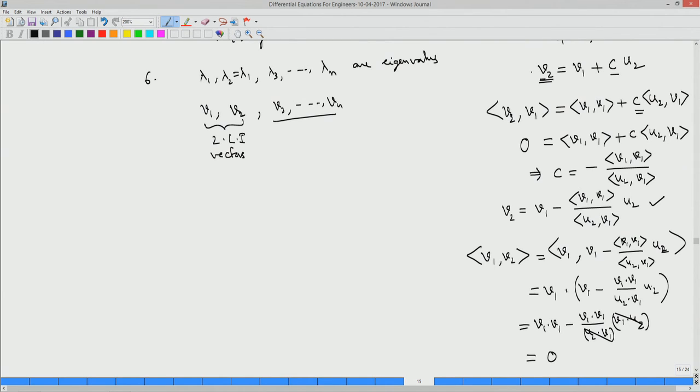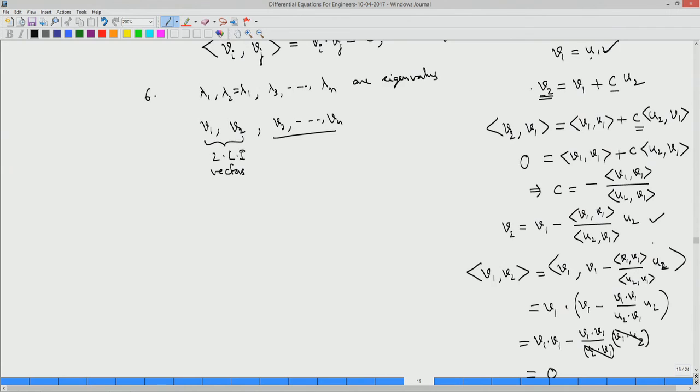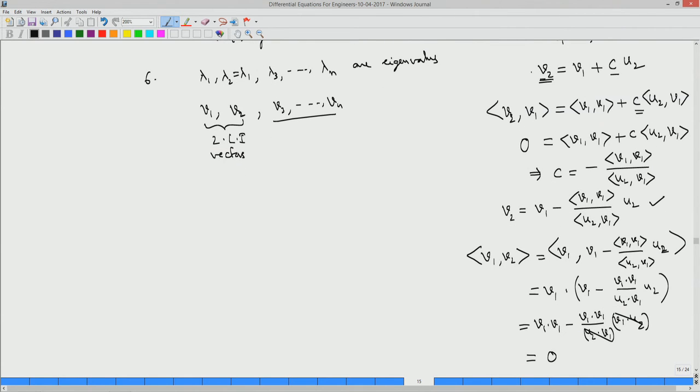What if U1 and V1 have complex entries, what happens? You see that you have V2 V1, V1 V1, U2 V1. So this is what you have, and that is fine.